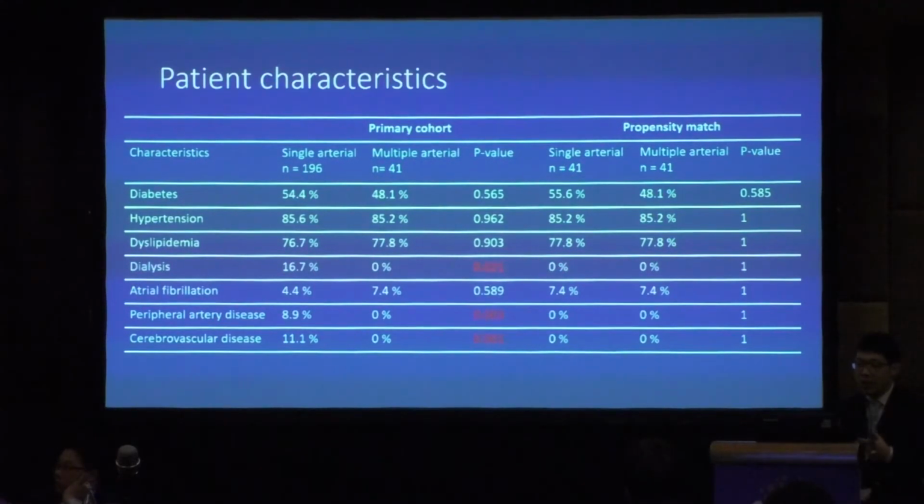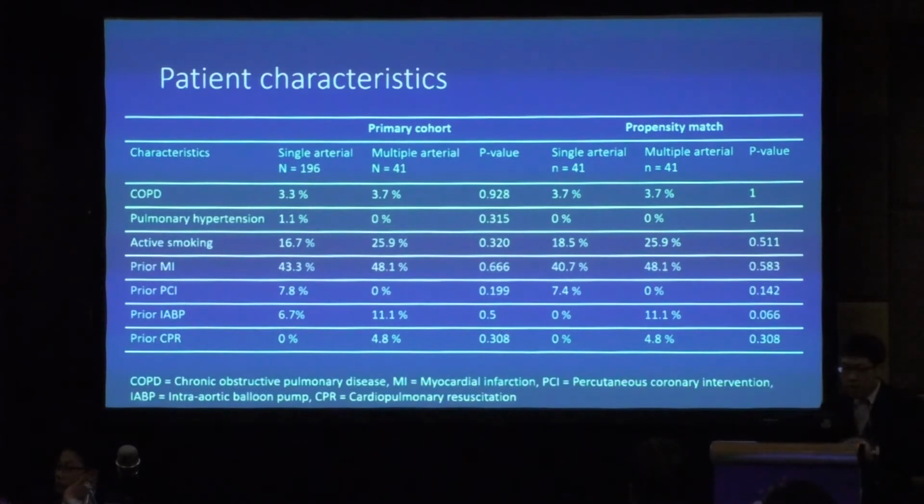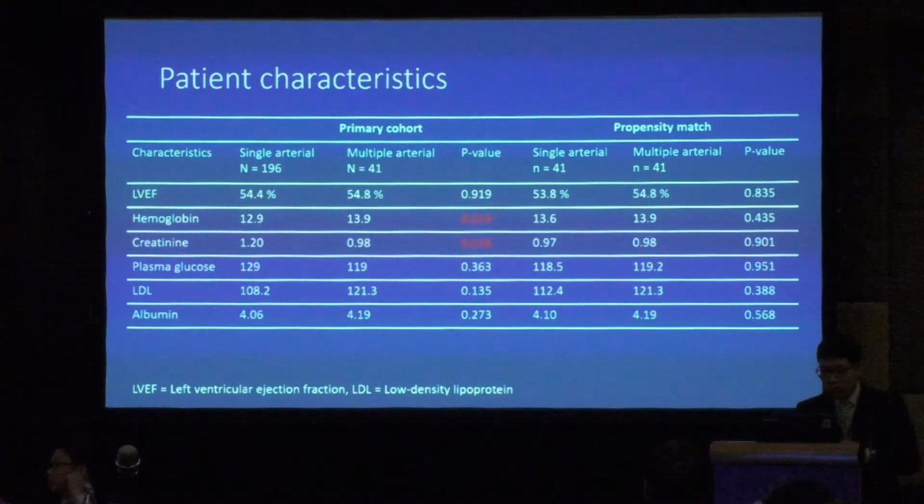No difference in the prevalence of diabetes, hypertension, dyslipidemia, and atrial fibrillation. For the other comorbidities, no difference in the prevalence of COPD, pulmonary hypertension, active smoking, preoperative intra-aortic balloon pump, and post-cardiac arrest. Myocardial infarction rate is similar in the two groups. Previous PCI had higher prevalence in the single arterial group, but was not significantly different. The preoperative hemoglobin and creatinine are significantly different in the single arterial group. Left ventricular ejection fraction, plasma glucose, LDL level, and albumin are similar.